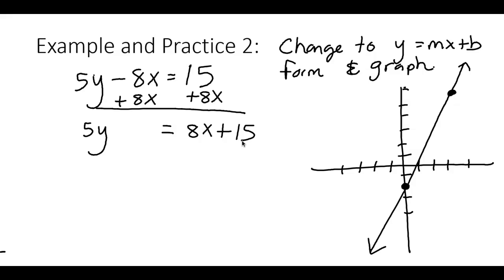What do you think, Adrian? Troy. What do you think, Edwin? Correct. So the 5 is multiplying the y, so you really divide. So 5 divided by 5 is 1. This is 8/5. And this is 3.